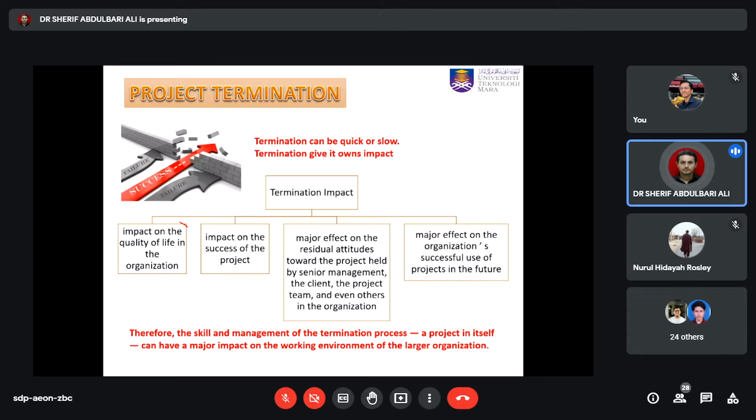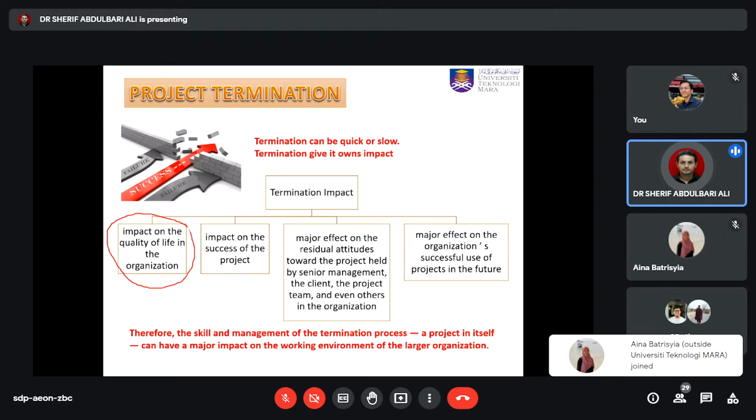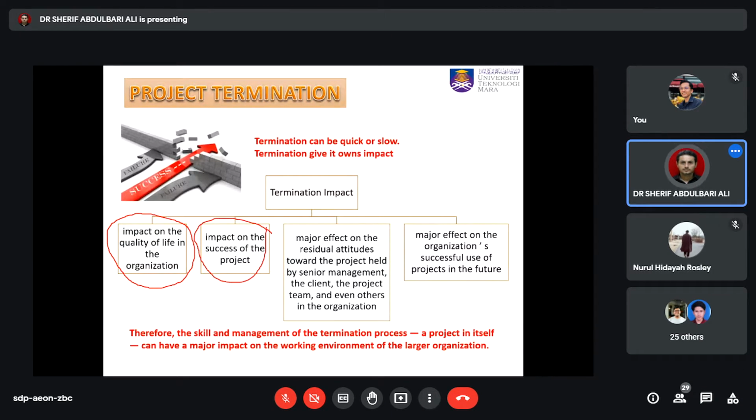If you terminate a project, it's going to have an impact on the quality of life of the organization, of course. It's also going to impact the success of the project itself. And there are also major effects on residual attitudes towards the project held by senior management, by the clients, the project teams, and even other organizations. And major effects on the organization's success in the project's future. So this is what's going to happen if you are terminating a project.